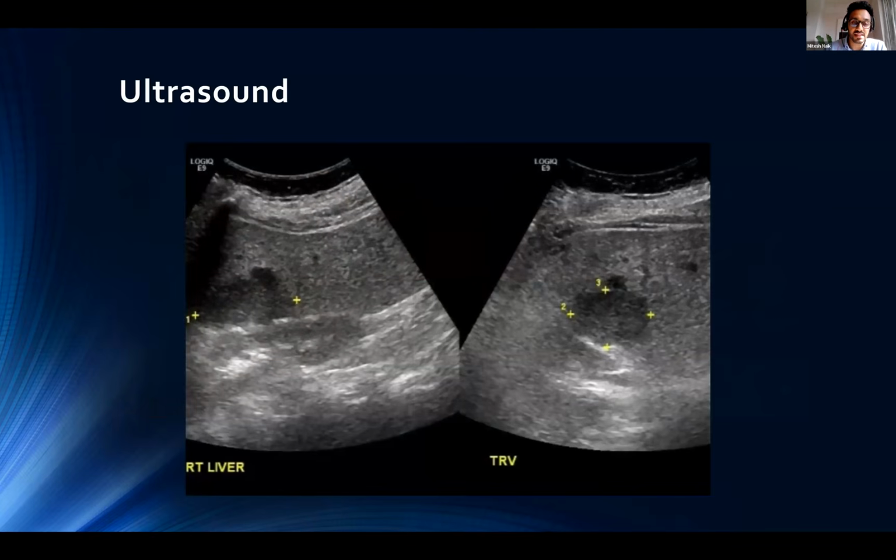And here we can see a classical example of a liver lesion, which is suspicious. It's irregular, it's hypoechoic, so dark compared to the surrounding liver parenchyma.